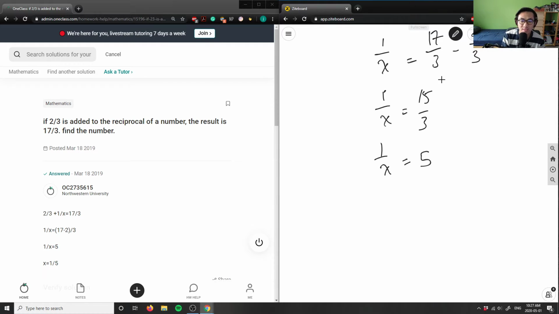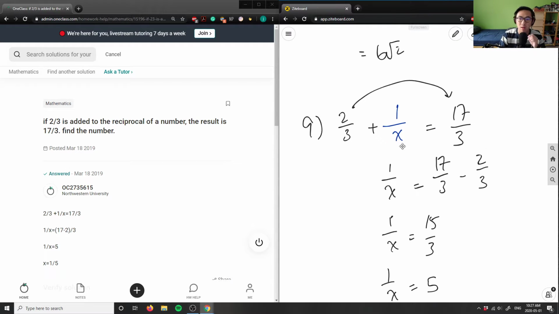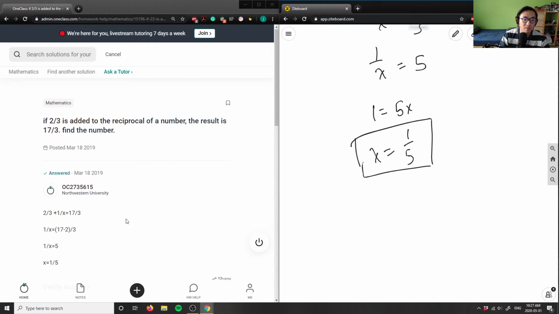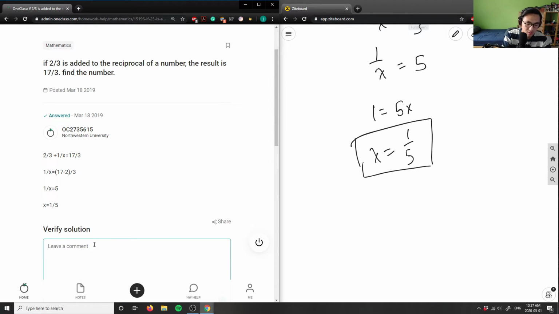And then finally, I have 1 over x. I can multiply both sides by x here to get 1 equals 5x. And then finally, I can divide both sides by 5, right? So I get x equals 1 over 5. So this here is my solution for the number. This x here would satisfy this equation. So x equals 1/5. As you can see, they also wrote x equals 1/5. So the solution here is correct. Good explanation.